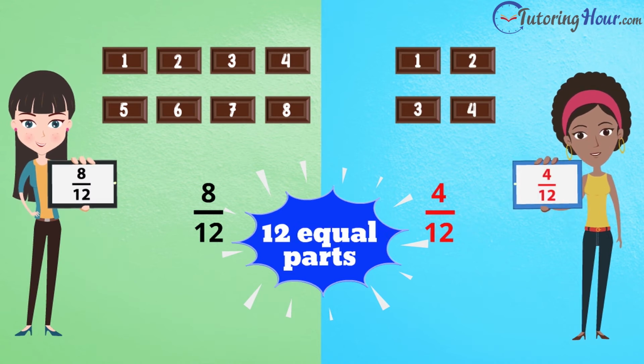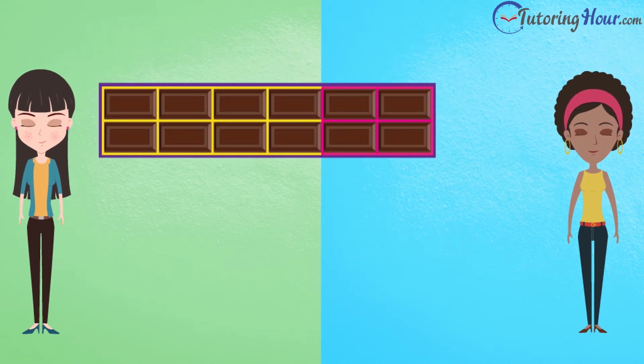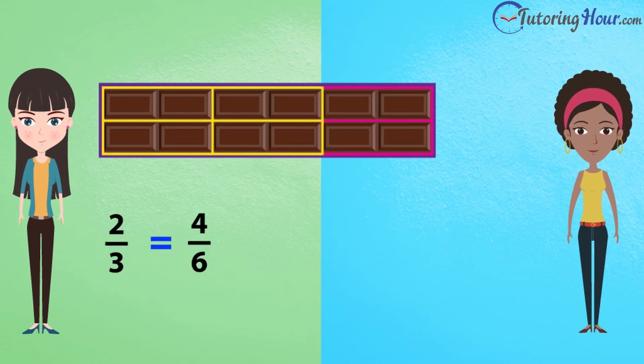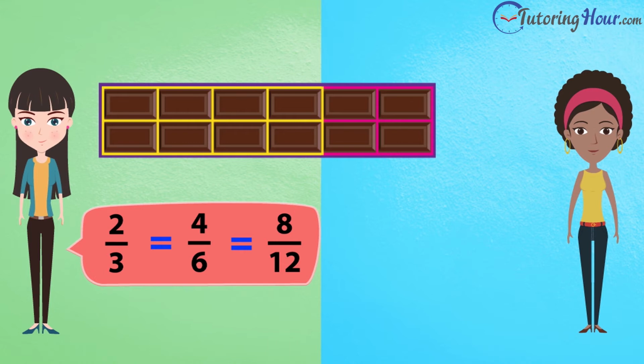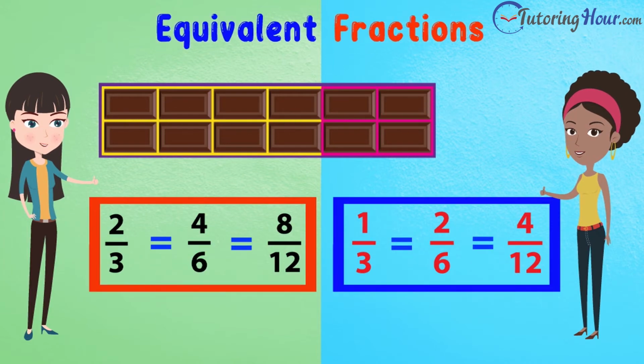If you observe carefully, you will notice that the quantity of the chocolate bar each got has remained unchanged. The fractions 2/3, 4/6, and 8/12 refer to Sandra's share, and the fractions 1/3, 2/6, and 4/12 refer to Barbara's share. Hence, these are equivalent fractions.